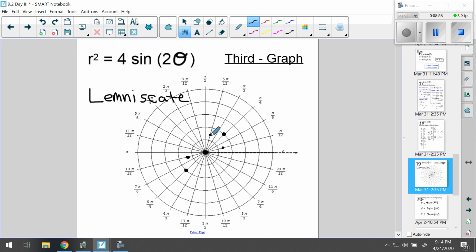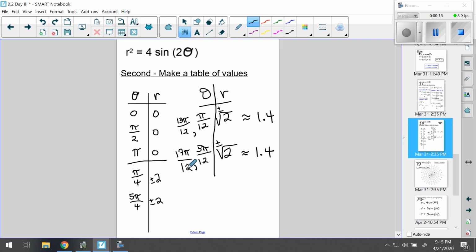And then if I use symmetry again, let's flip over the y-axis this time. So it's going to take me to 7 pi over 12, and then flip over the x-axis. That takes me to 17 pi over 12. So down here, right about here-ish. And that's why I have 17 pi over 12 on my chart as well.